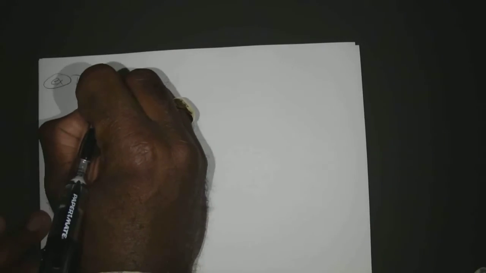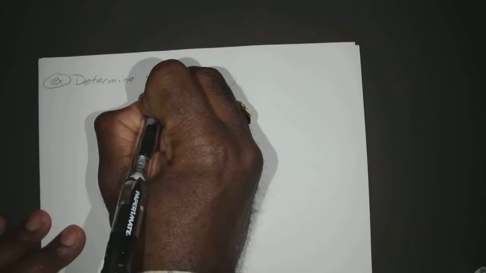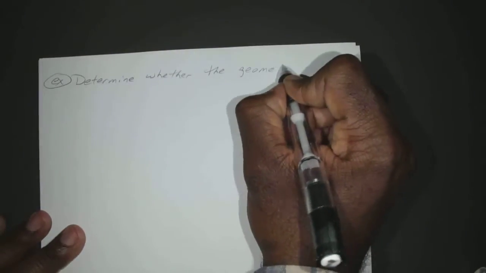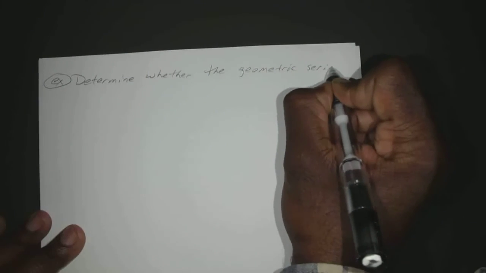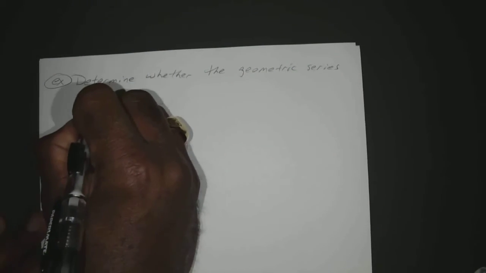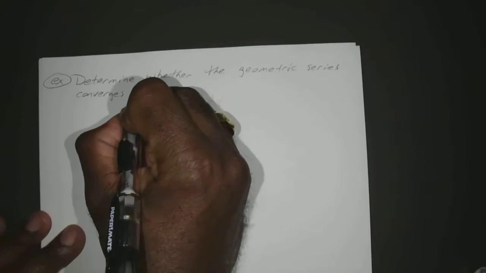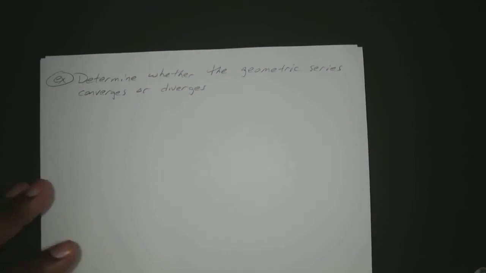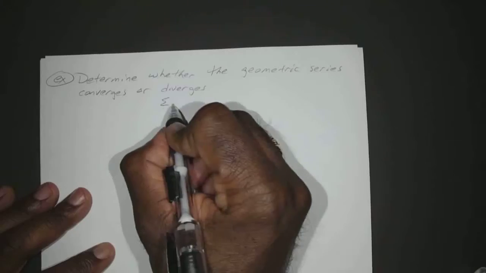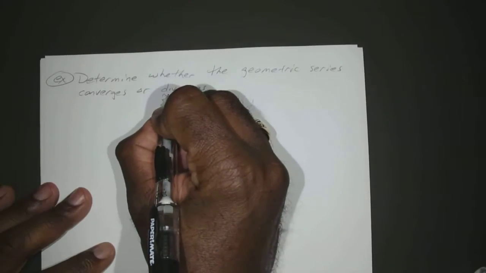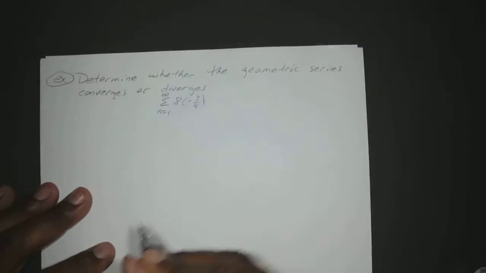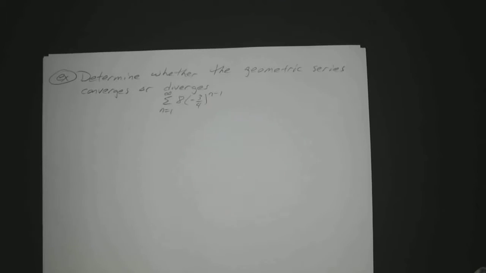Okay, so let's say we have the example. We want to determine whether the geometric series converges or diverges. And whenever it converges, they always want to know to what. So let's say if we have the sum from n equals 1 to infinity of 8 times negative 3/4 to the n minus 1 power.